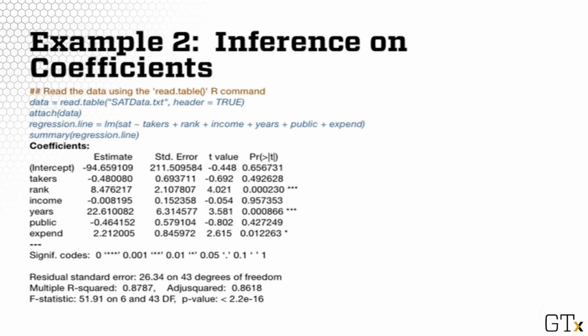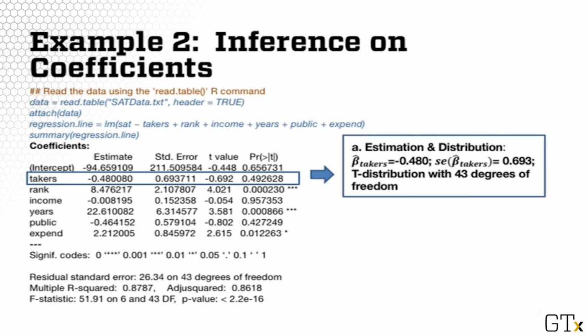What we see here, again, we have information about estimated regression coefficients, their standard errors, t-value, and the probability of the statistical significance test. So we're interested particularly in the first predictor, takers, and the estimated coefficient is minus 0.48, and the standard error is 0.693, and the sampling distribution is a t-distribution with 43 degrees of freedom. If you remember, 43 corresponds to n minus p minus 1.